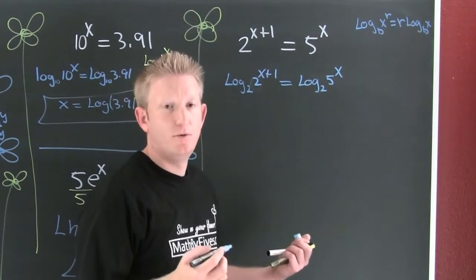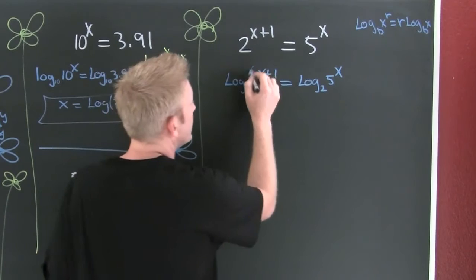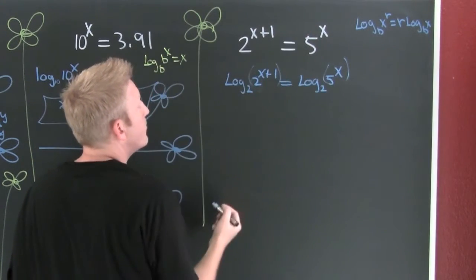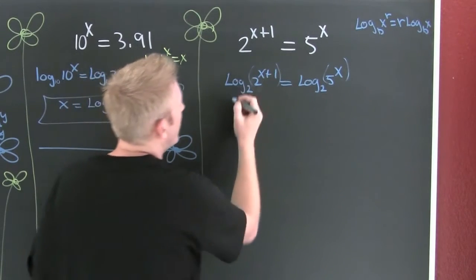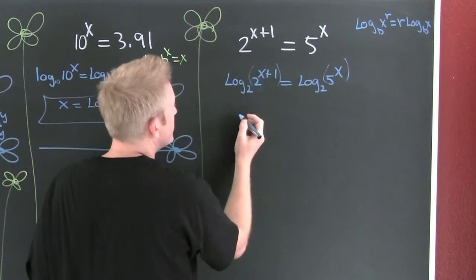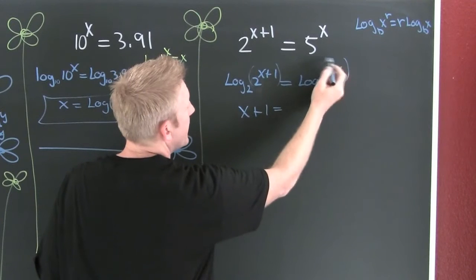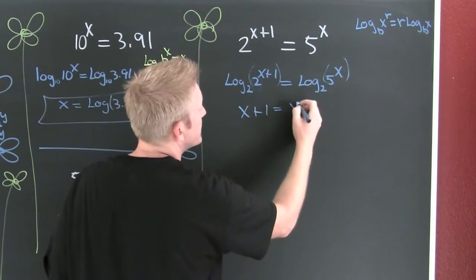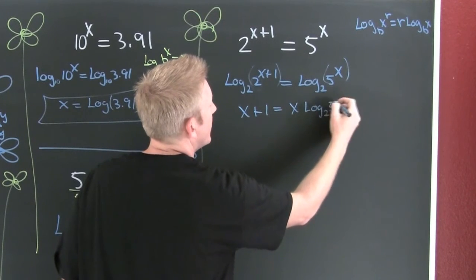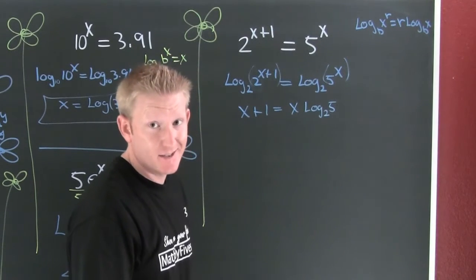Check out what I did. I used the same log base 2 on both sides. I went log base 2 of this side and log base 2 of that side. Now I'm using that previously mentioned property. So then log base 2 of 2 to the exponent is going to spit out the exponent. And then over there, I'm going to bring that x down front. This is x log base 2 of 5. Okay, so now I got x's on both sides.